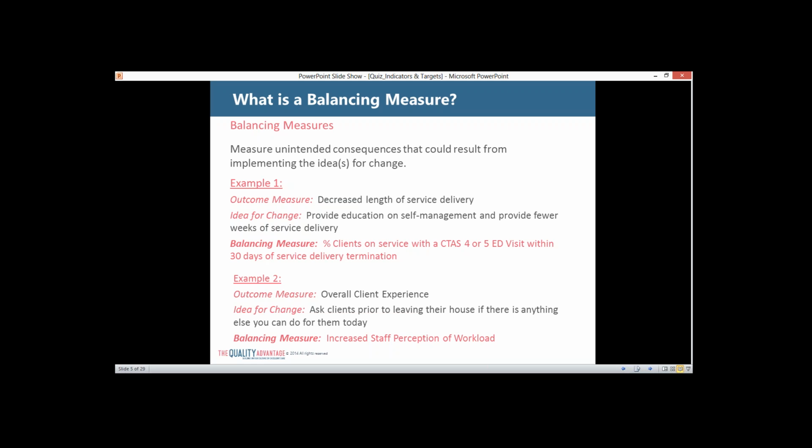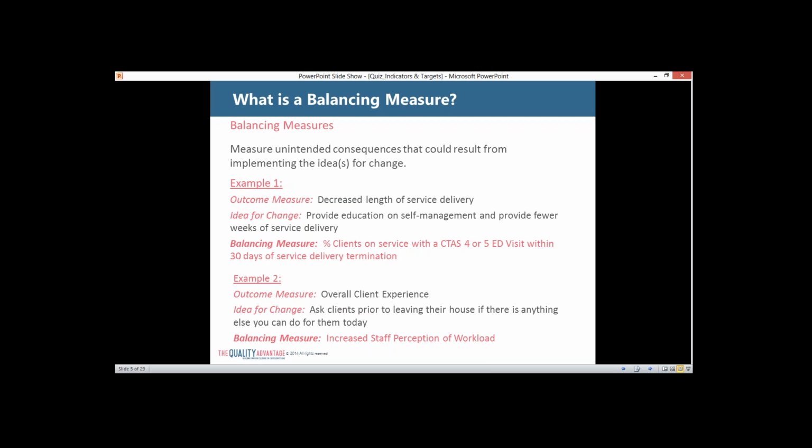That CTAS 4 or 5 is just basically the lower levels of types of visits that emerge, generally people who walk in, not somebody coming in with a heart attack who would be classified at a CTAS 1 or 2. So percentage of clients on service who had an ED visit within 30 days of stopping that service delivery. The reason that that's a balancing measure is you want to be looking at something as you're implementing the project to ensure that you're not having this unintended consequence of terminating service delivery only to find that clients are bouncing back to the emergency department.